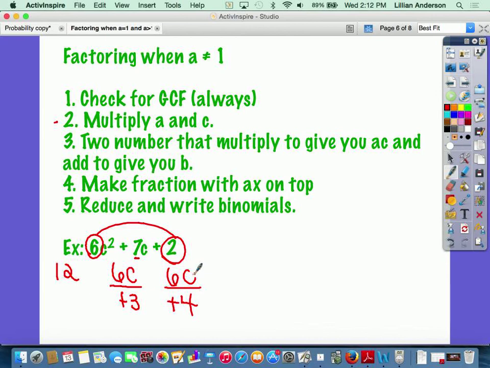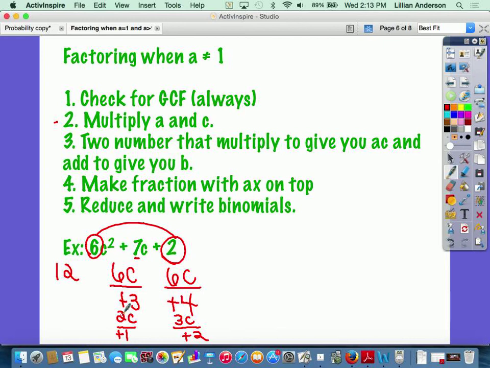So 6 over 3. That reduces down to be 2 over 1. Or in this case, 2c over 1. Over here, 6c over positive 4 reduces down to be 3c over a positive 2. Because 2 can go into both 6 and 4 for this fraction, and then 3 can go into 6 and 3 in the first fraction.